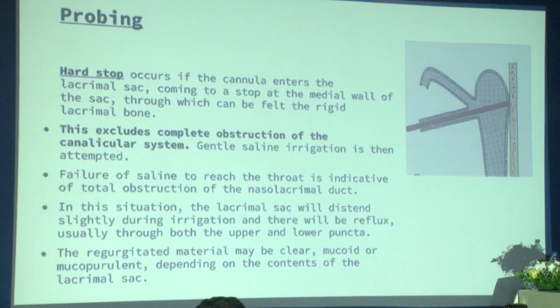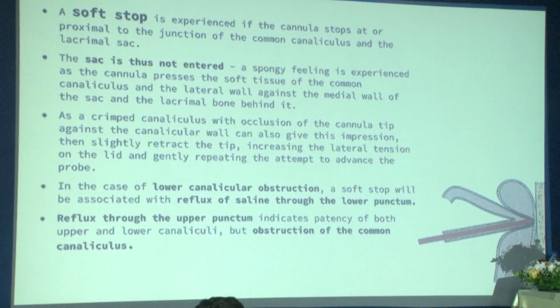Probing. While probing, we may get a hard stop or a soft stop. Now, hard stop indicates that the cannula has entered into the sac. This means the anterior lacrimal drainage system is patent. Soft stop, what does this mean? You could not enter the sac, either canaliculi or common canaliculus, somewhere that might be causing the obstruction.